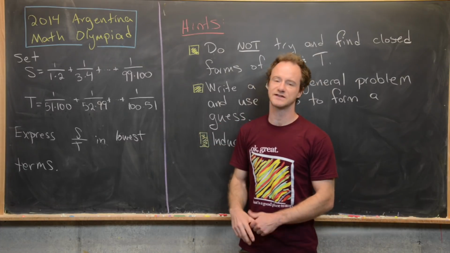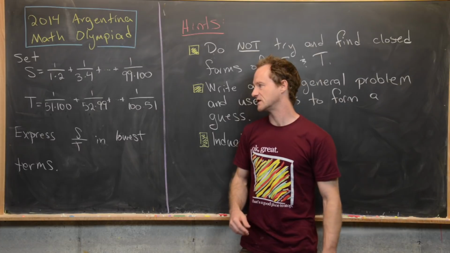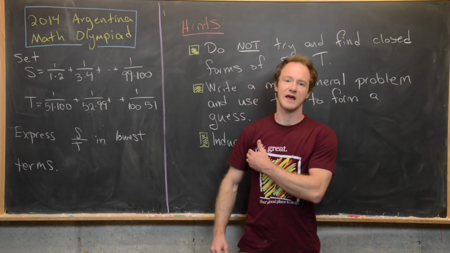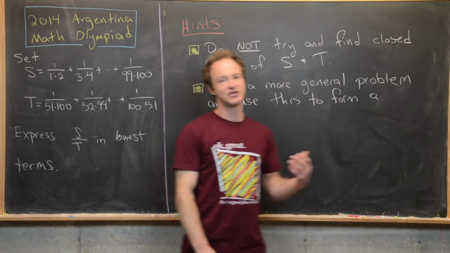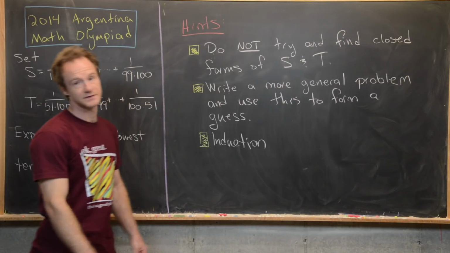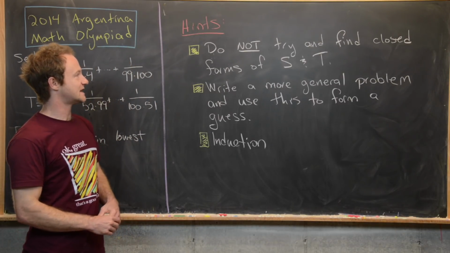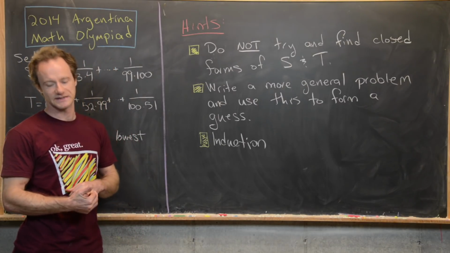Well, S is a sum of rational numbers, T is a sum of rational numbers. So obviously, when you take that sum, you're going to get a rational number, which means you can divide a rational number by a rational number and get a new rational number, which has a unique lowest terms. Great, so here are some hints. So maybe the first hint is do not try and find a closed form for S and T.